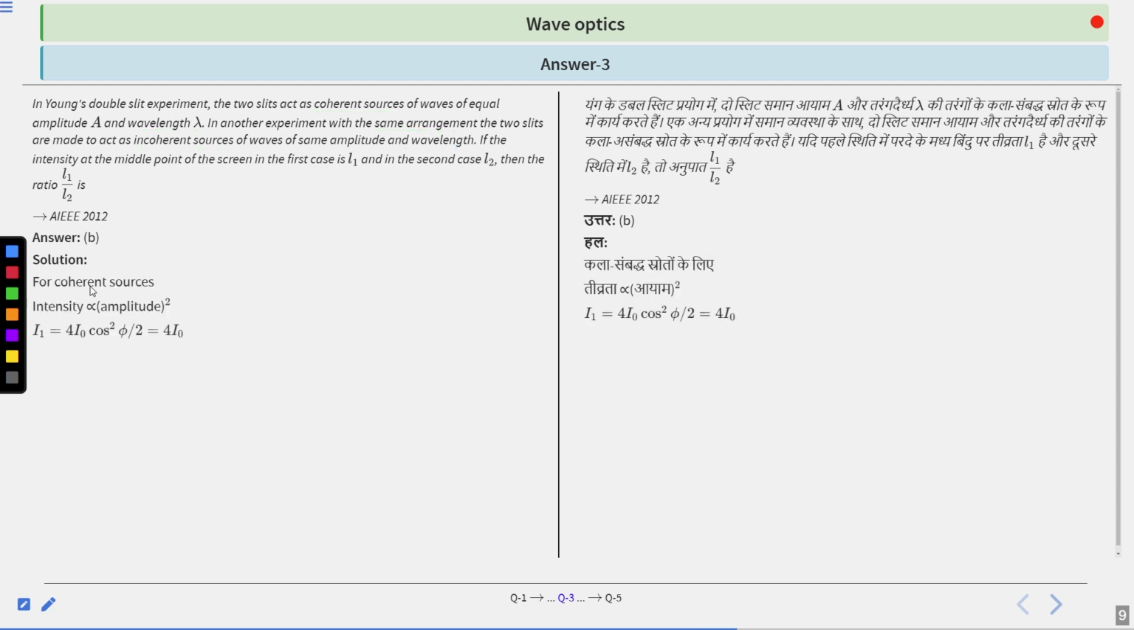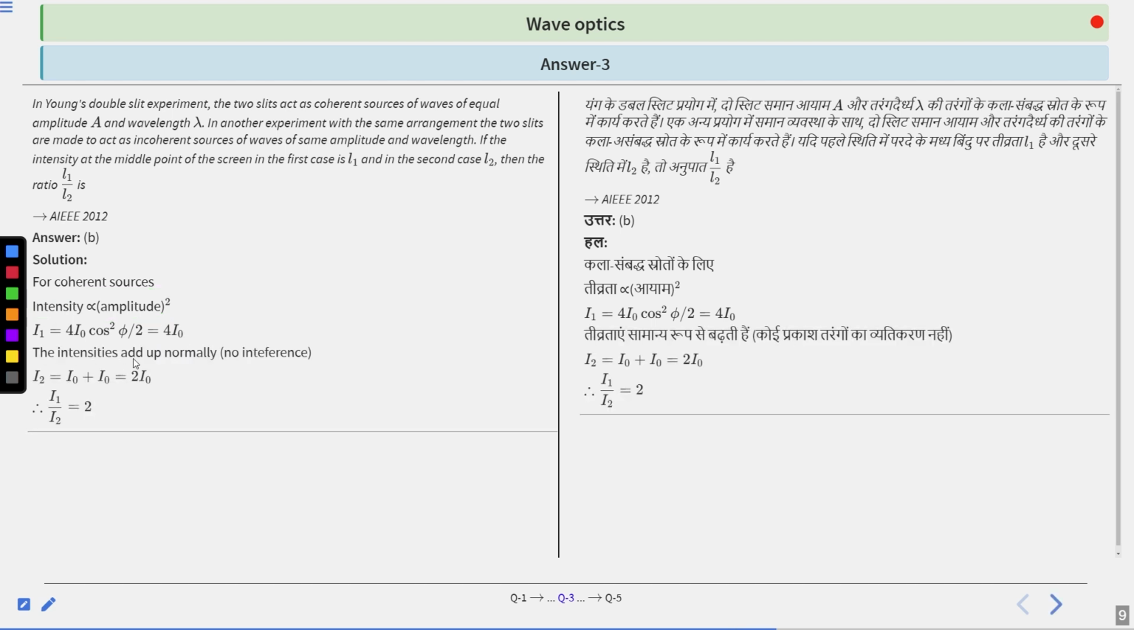We know for the coherent source, intensity is directly proportional to the square of the amplitude. So this is the relation between the intensity and amplitude, where I1 is equal to 4 I naught cos square phi by 2, which is equal to 4 I naught. In the incoherent case the intensities add up normally, so no interference. This is the case for the coherent sources, I1 is equal to 4 I naught.